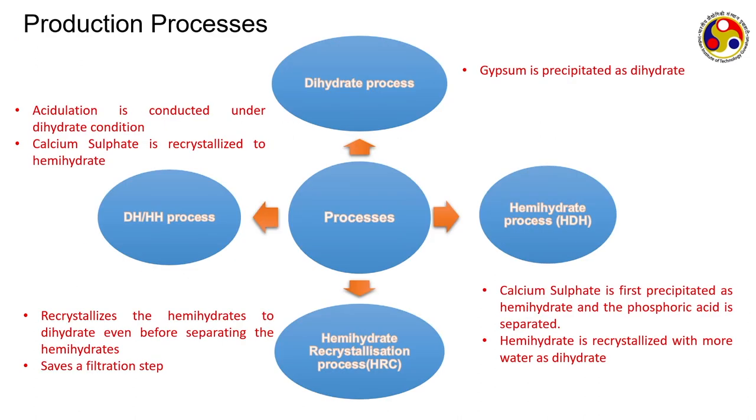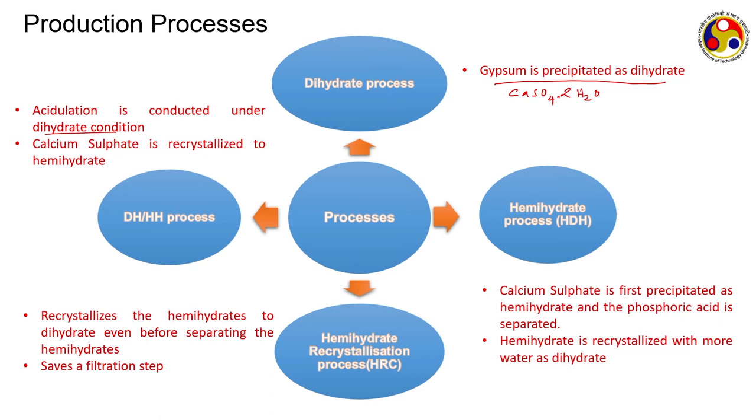Now these are the processes. Just now I mentioned the dihydrate process, which I will discuss now. Here gypsum is precipitated as dihydrate, meaning two times water, 2 H2O. So your formula will be something like CaSO4·2H2O. For the dihydrate and hemihydrate process, they conduct acidulation. Acidulation means in the digester they treat it with acid. Acidulation is conducted under dihydrate condition, so when you add acid, the reaction proceeds with the formation of dihydrate.